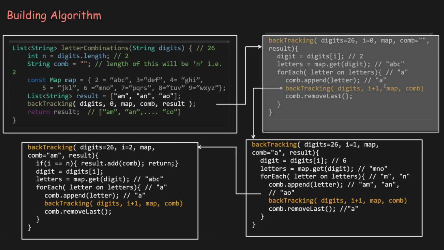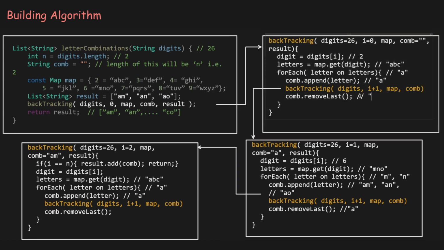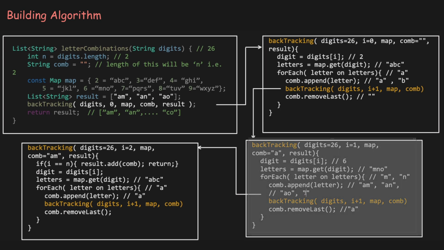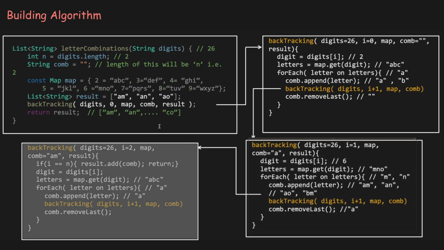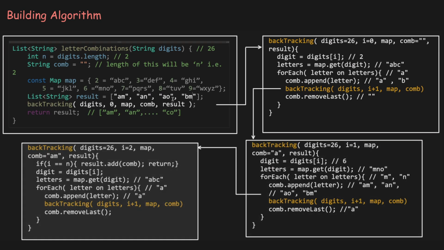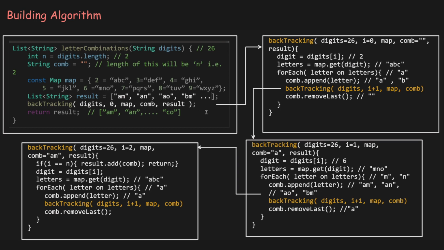Now in the first recursion, we remove the appended a from the combination string, and in the next iteration, we append b and repeat the same recursive calls as before. And same as a, we will append bm to the result list, and in the same way it will happen for other combinations as well. So we can safely assume that our algorithm is fully ready now. Let's go over it once more.